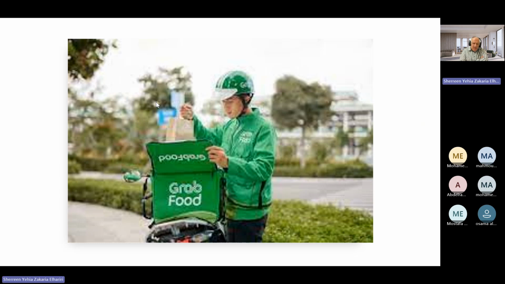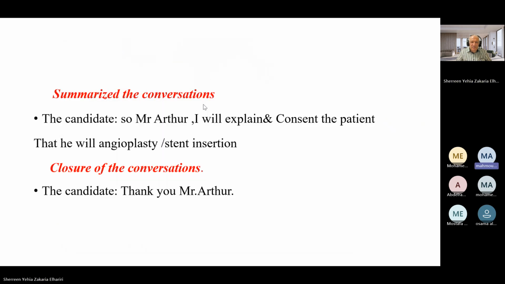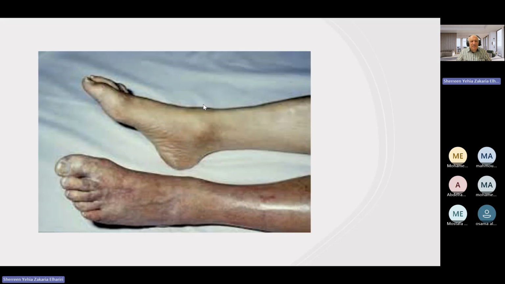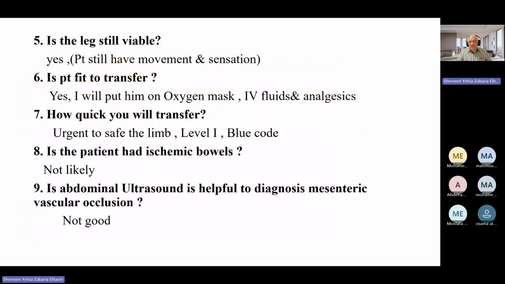Okay. All right. So we start from the end. If you have this station in the exam, you thank the examiner at the end and summarize, or not summarize? Yes, you summarize to him. Okay. After that, what is the problem you faced in this station?